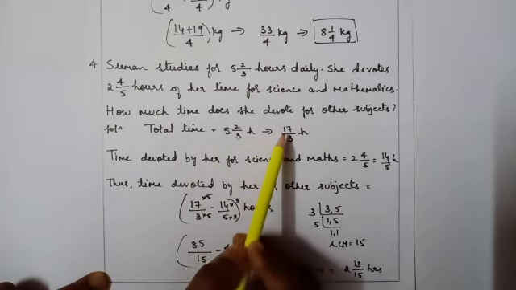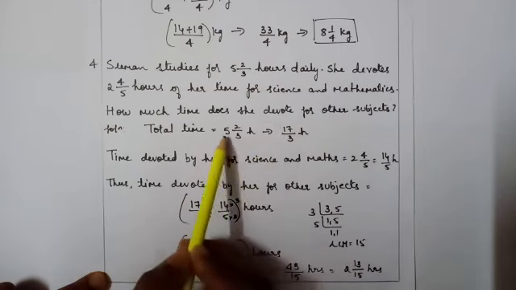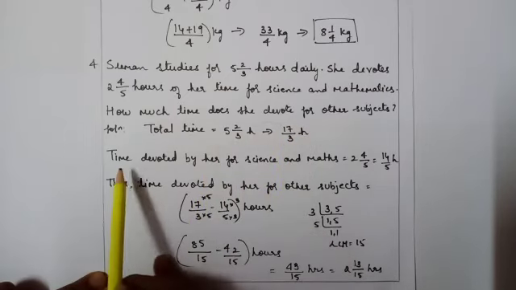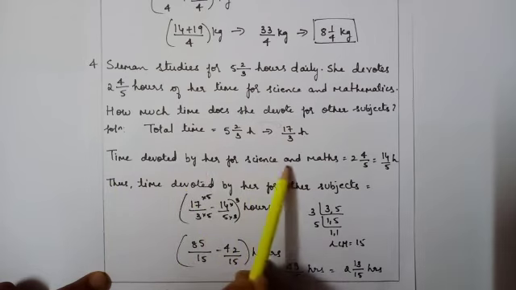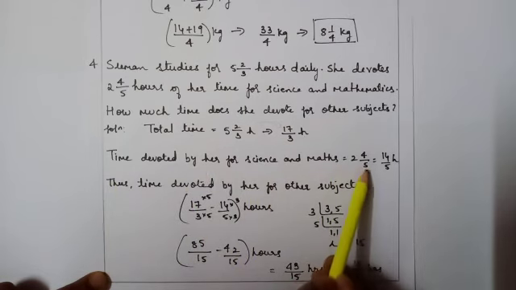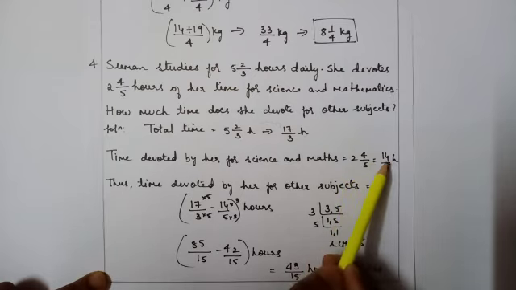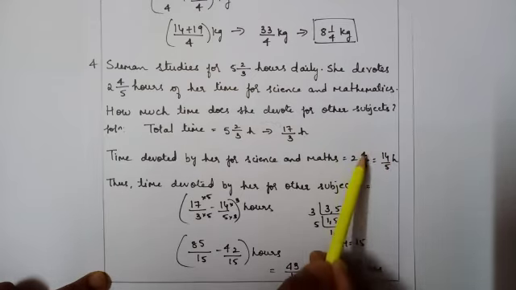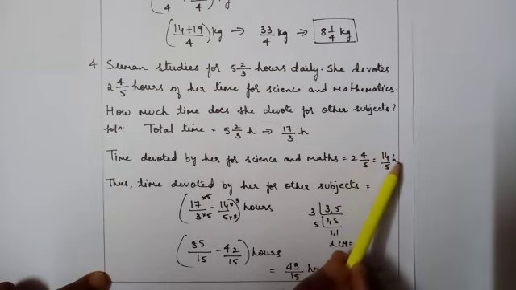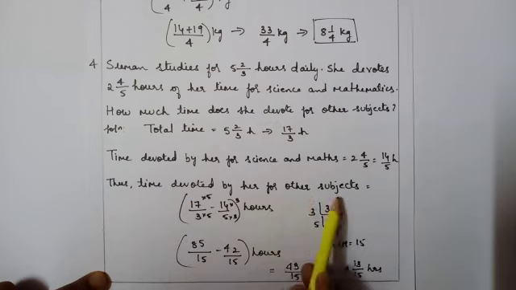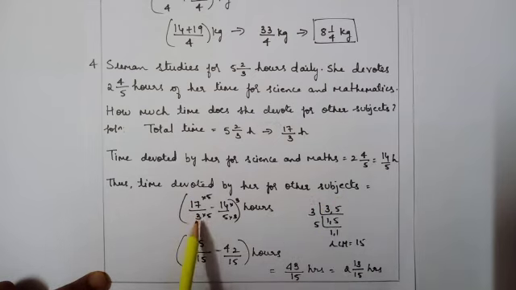Convert that to the improper fraction form, that is 3 5s are 15 plus 2 is 17 by 3 hours. Time devoted by her for science and math is equal to 2 4/5. It is also in the mixed fraction form. Convert that to the improper fraction, that is 5 2s are 10 plus 4 is 14 by 5 hours. Thus, time devoted by her for other subjects is 17 by 3 minus 14 by 5. You can't subtract these two fractions directly.